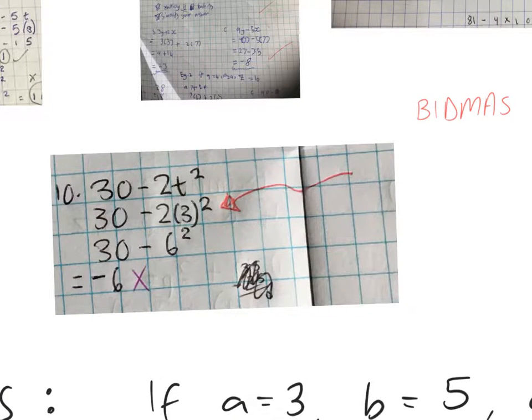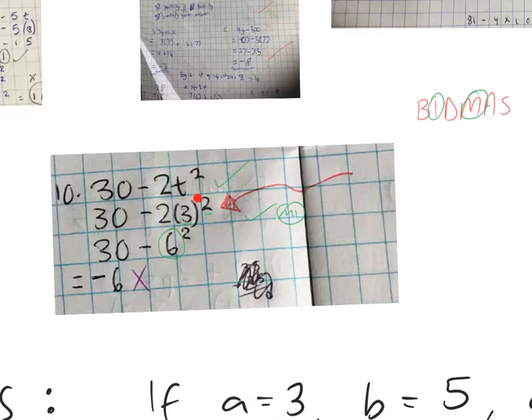Okay then, so first things first, this line was correct. This line was also correct. This would have been worth a method mark, so this person would have already picked up 1 mark. But here is the mistake. BIDMAS tells me I've got indices and multiplying to do there. I've got to do the indices first.